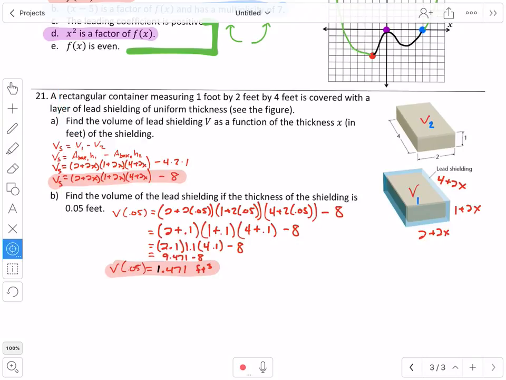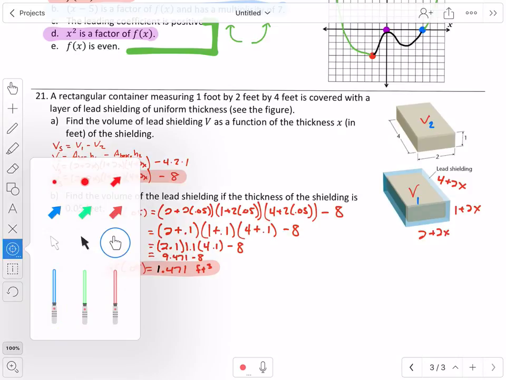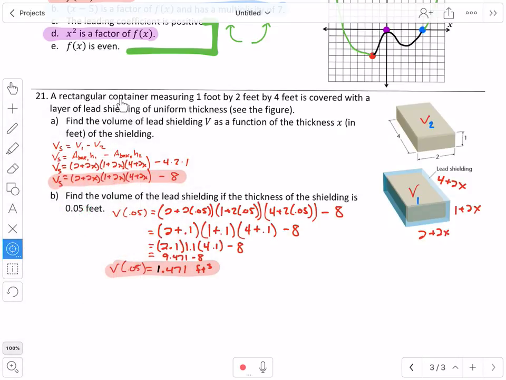A rectangular container measuring 1 foot by 2 foot by 4 foot is covered with a layer of lead shielding of uniform thickness. So here's the original picture. This is a rectangular container measuring 1 by 2 by 4. Then the second picture here is after it's been layered with a shielding of uniform thickness. It's kind of like putting a box inside of a box.